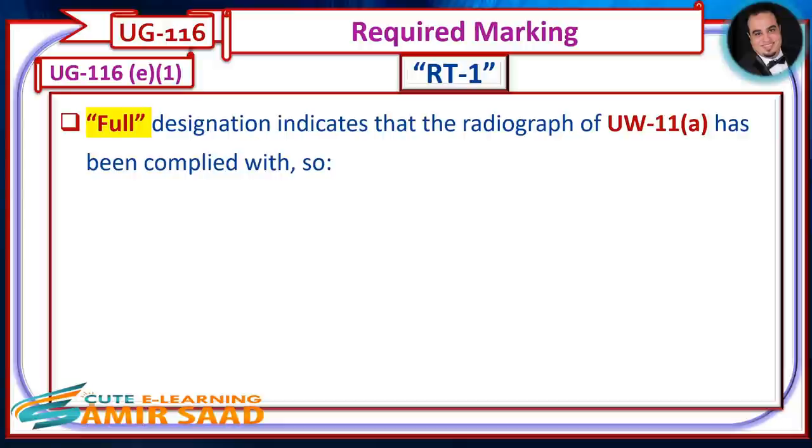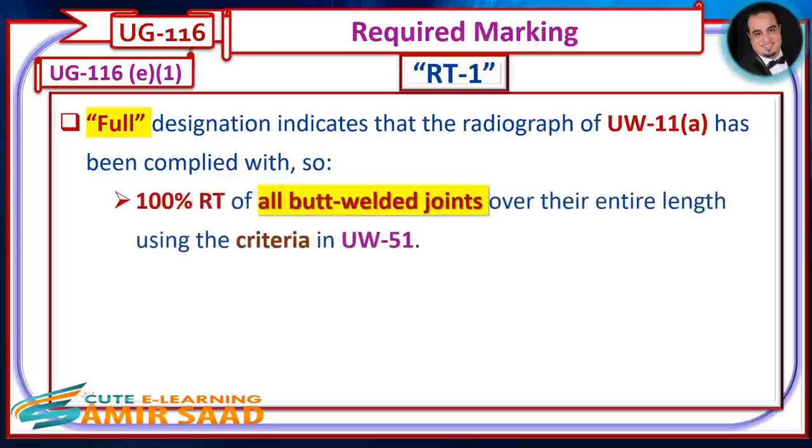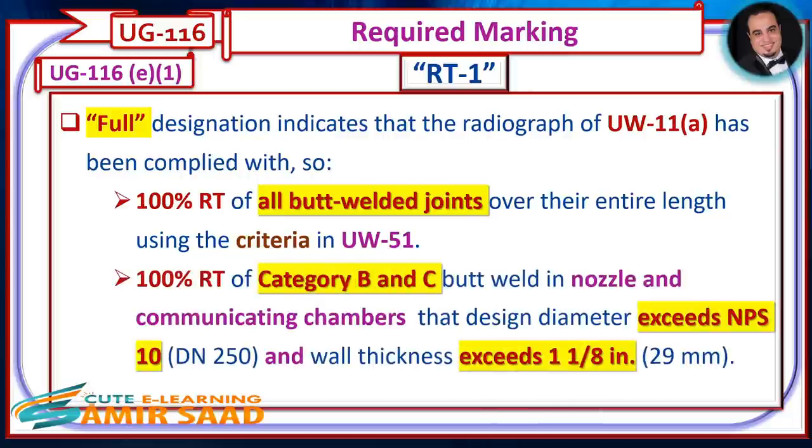UG-116(e)(1) RT1 full designation indicates that the radiography of UW-11(a) has been complied with, so: 100% RT of all butt welded joints over their entire length using the criteria in UW-51. 100% RT of category B and C butt welds in nozzle and communicating chambers that design diameter exceeds NPS 10 (DN250) and wall thickness exceeds 1⅛ in (29 mm).